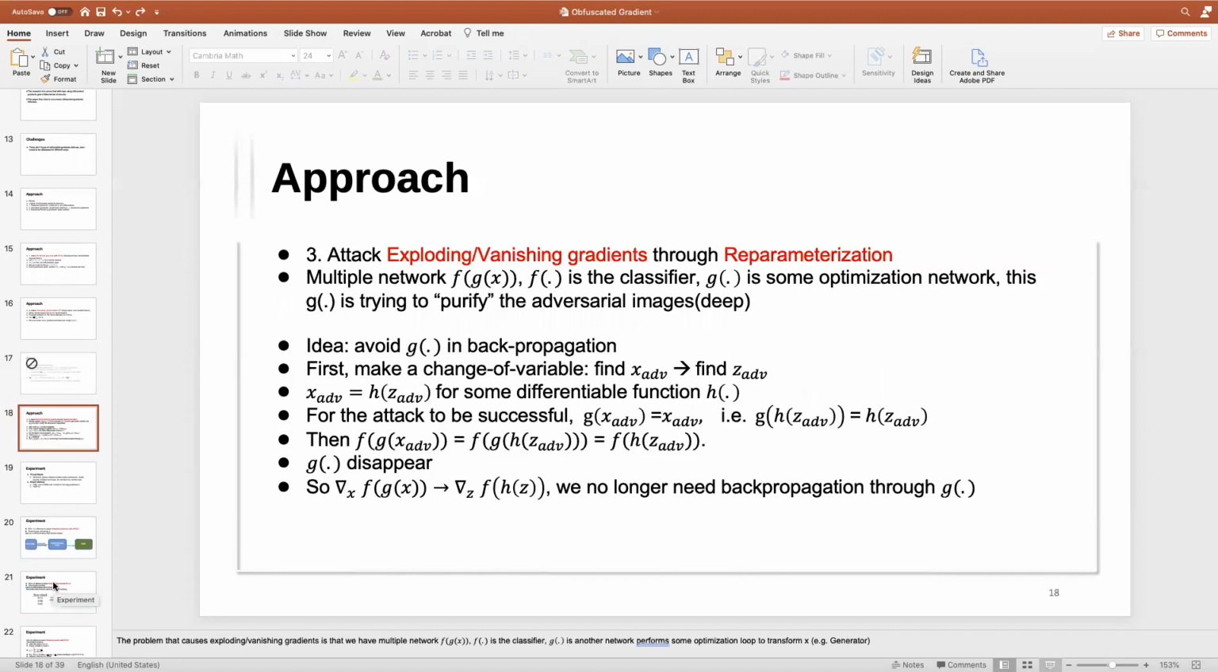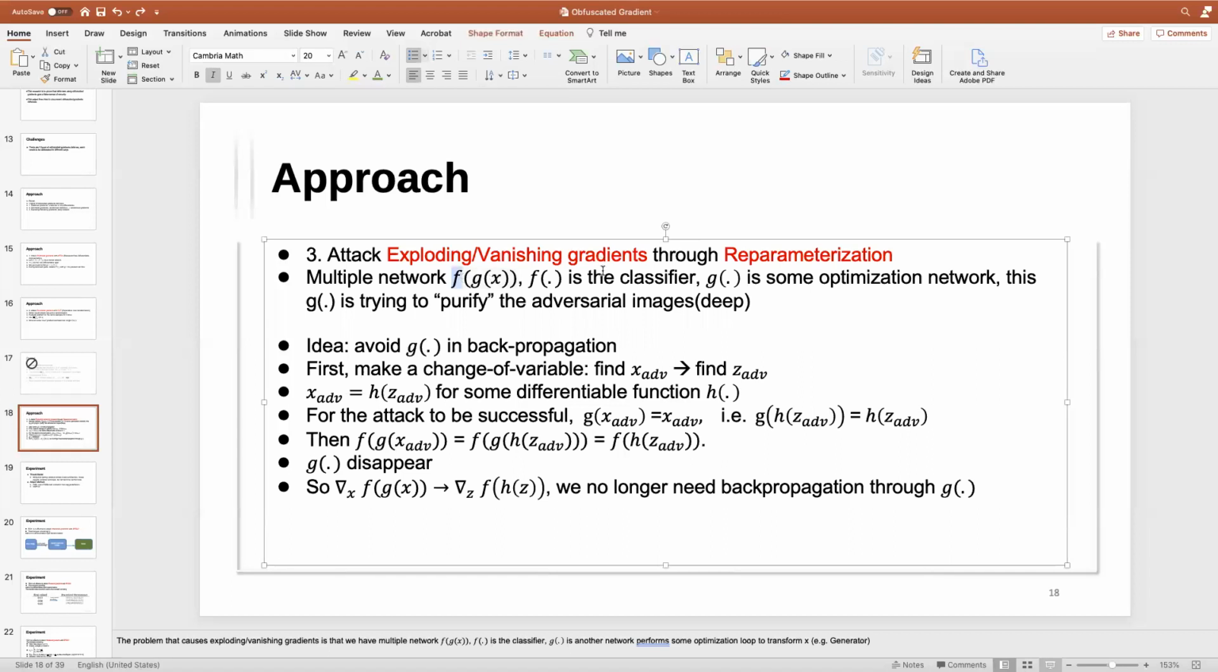For exploding and vanishing gradients, we attack through reparameterization. We have exploding or vanishing gradients because we may have multiple networks that make the model very deep. So assume F is the classifier and J is some optimization network. This J is usually trying to purify the adversarial images, which is to remove the perturbation inside the adversarial image. So it is this function J that makes the network very deep. So the idea is that we want to avoid J in backpropagation.